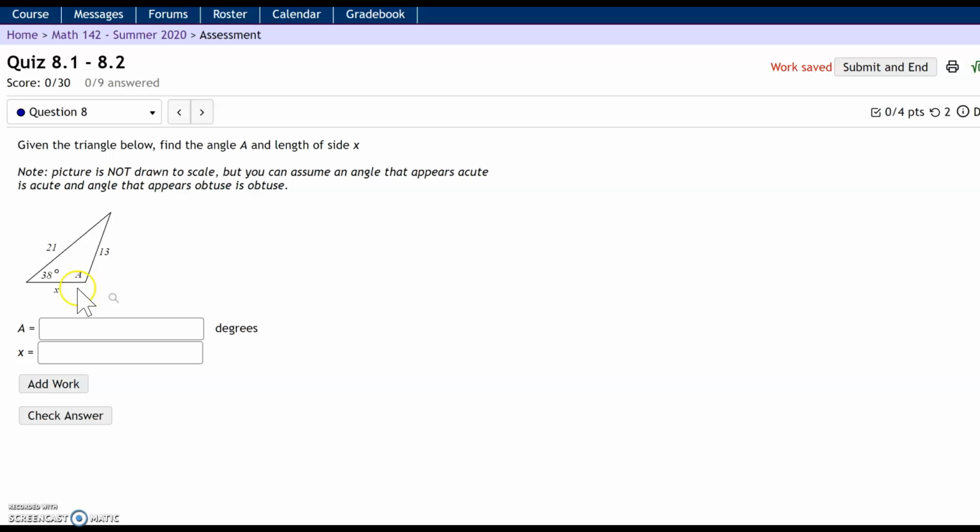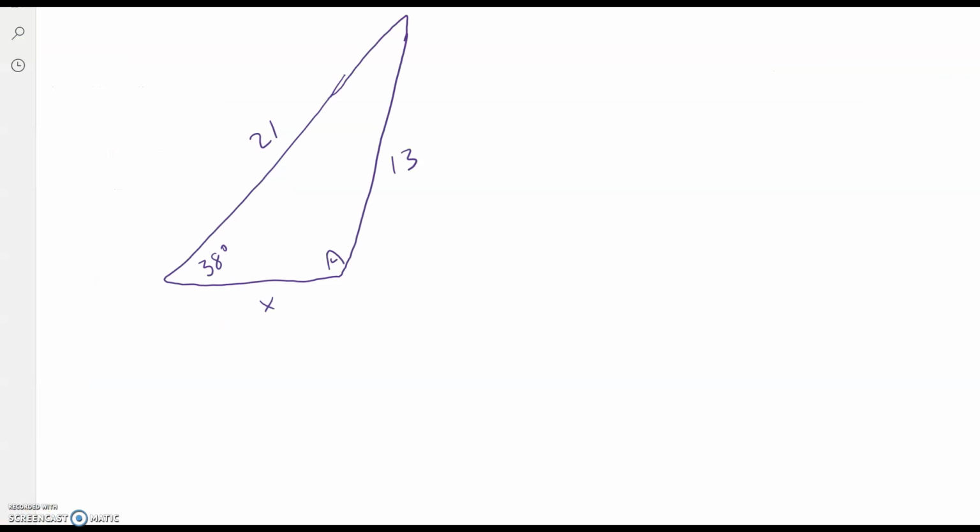So when you do law of sines on this, there's two possible angles for A, so you've got to keep that in mind. So let's work this one out. All right, I copied the triangle onto a blank page so I can work it out.